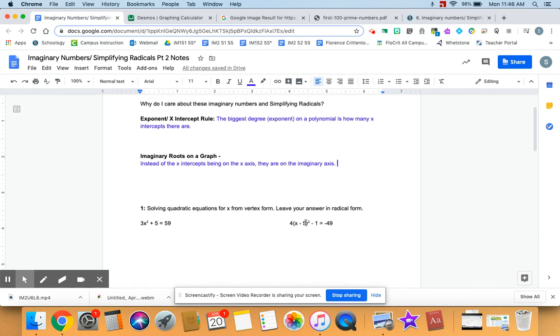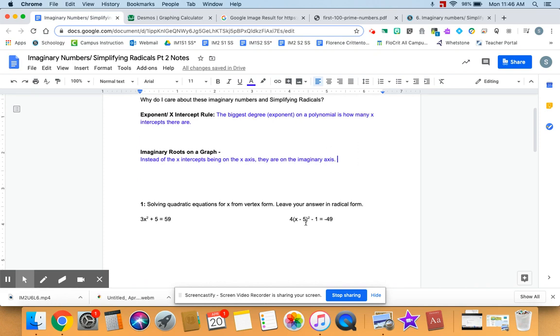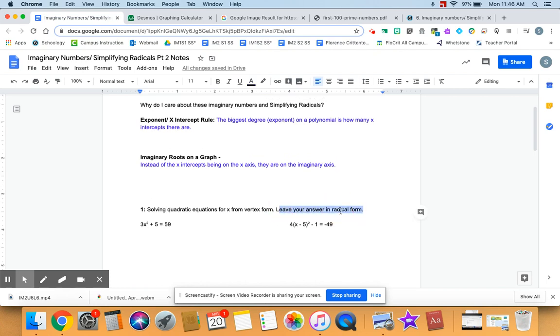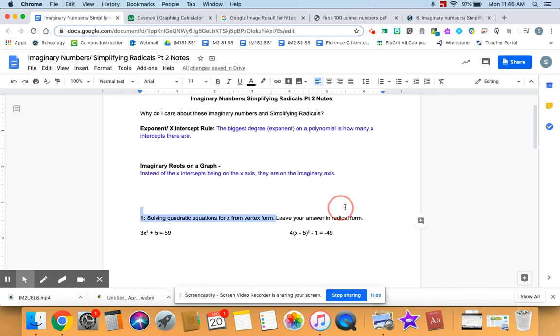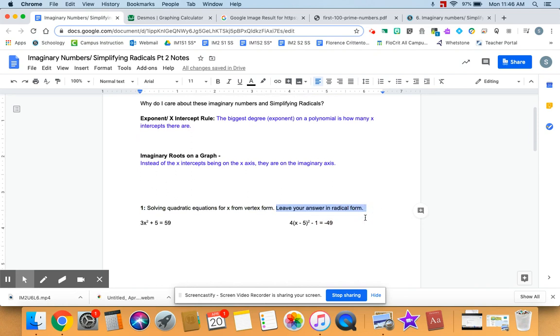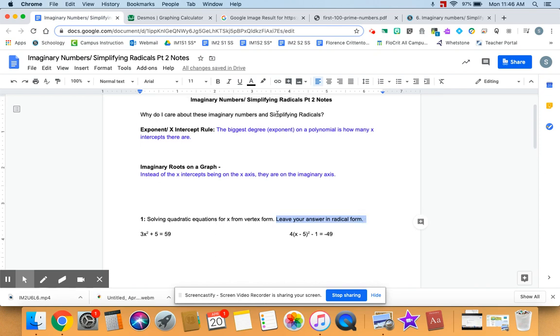All right, so in everything we've learned so far, there are 3 different types of questions that they might ask you to leave your answer in radical form, this part right here. So on the test, sometimes they want you to solve it all the way and put it in a calculator and get a decimal as your answer. Sometimes they want you to leave your answer in radical form, which is why you have to know how to simplify radicals.